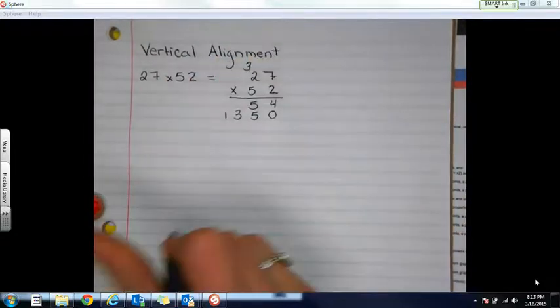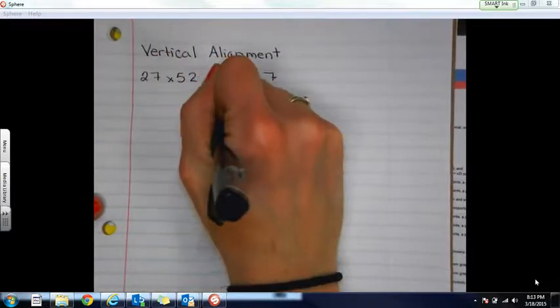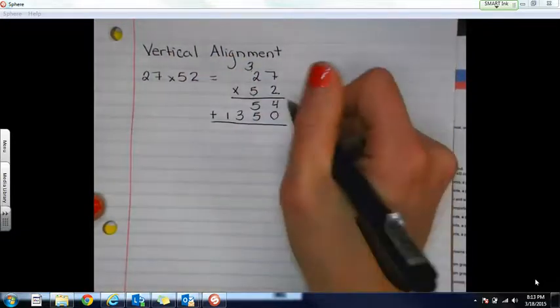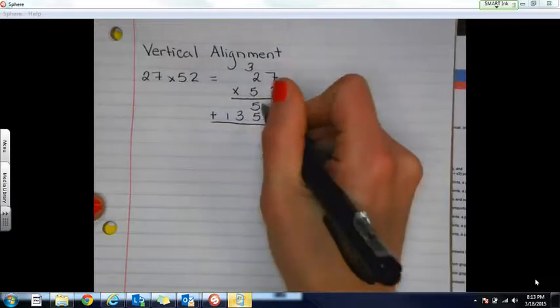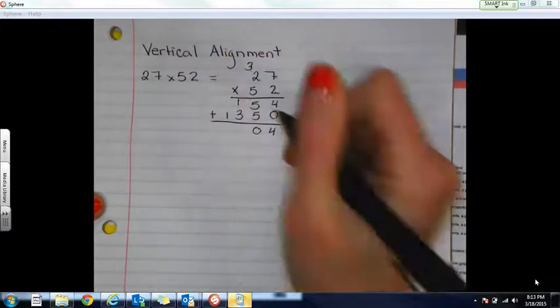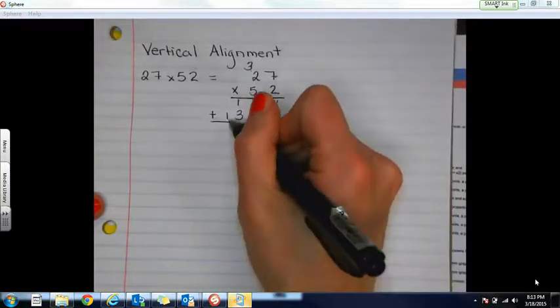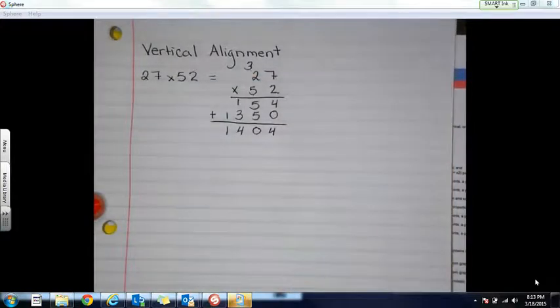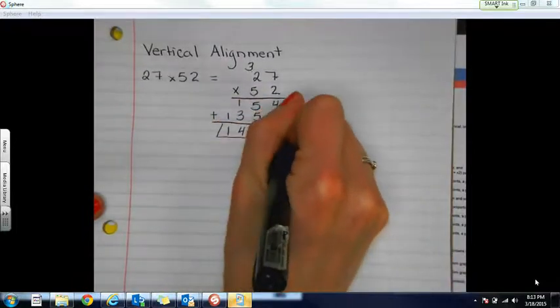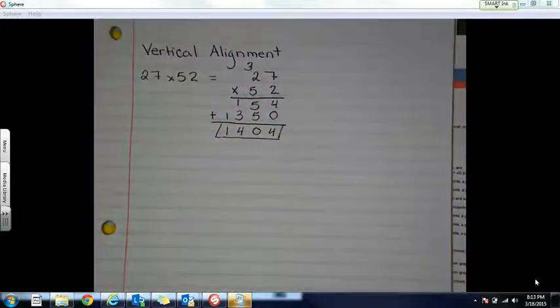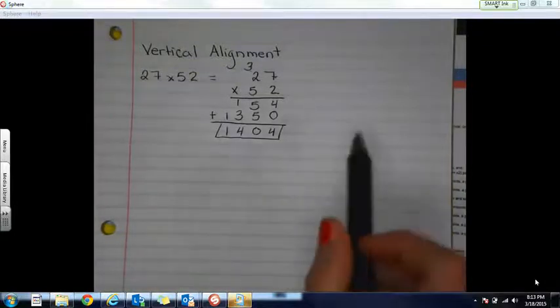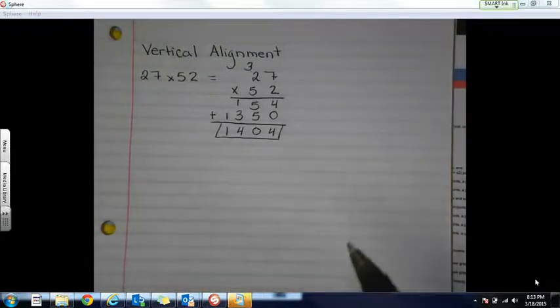And then once you have your 2 rows, you add them, draw another equal sign. 4 plus 0 is 4. 5 plus 5 is 10. 1 plus 3 is 4. And nothing plus 1 is 1. So this was how we did multiplication with double-digit numbers. So we're going to use that same method that we knew from elementary school and apply that to binomials.